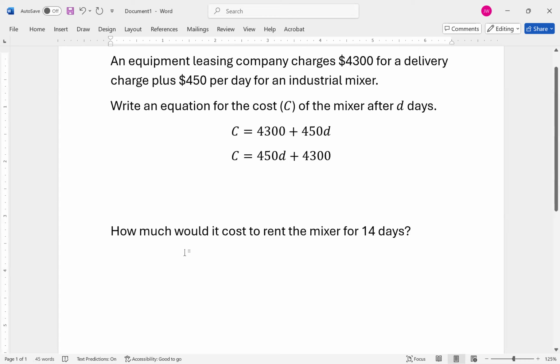Now we can go and answer this question. How much would it cost to rent this mixer for 14 days? All I have to do is plug in 14 for the d. Again, it doesn't matter which version of this you pick. I'll do the second version. So C is equal to 450 multiplied times 14 plus 4,300. That's something I can just type into my calculator to get the answer. And when I do that, I get C equal to 10,600.